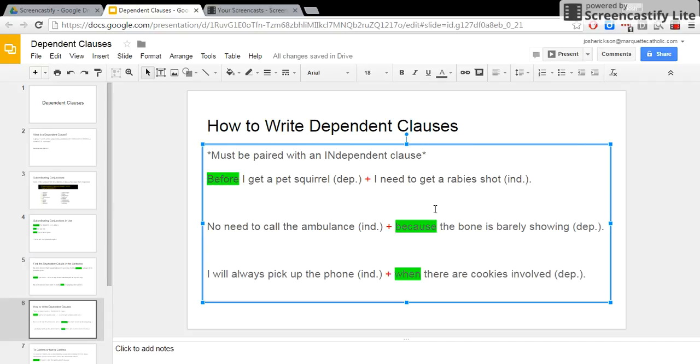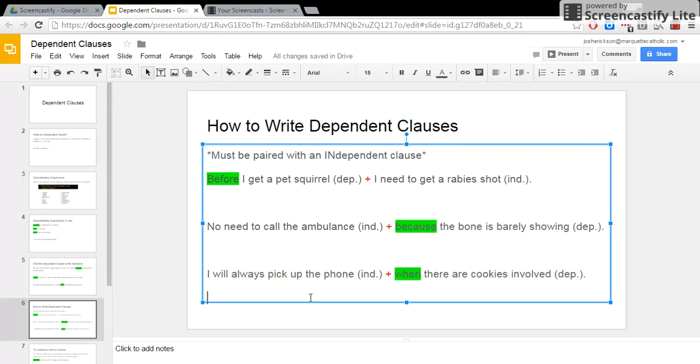No need to call the ambulance because the bone is barely showing. Okay? Because the bone is barely showing is our dependent clause, and it gets put with an independent clause. No need to call the ambulance. There's no need. And the third one, I will always pick up the phone when there are cookies involved. When there are cookies involved is our dependent clause. Can't stand on its own. Needs to be paired with something else. So it gets paired with, I will always pick up the phone. That would stand on its own.